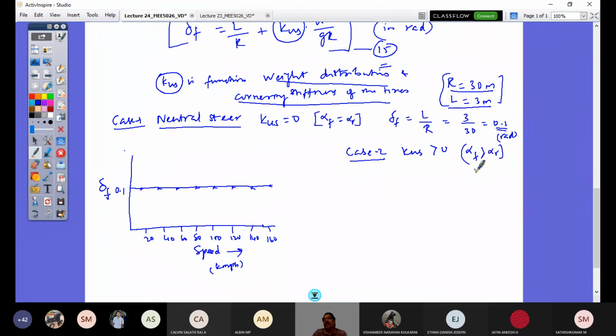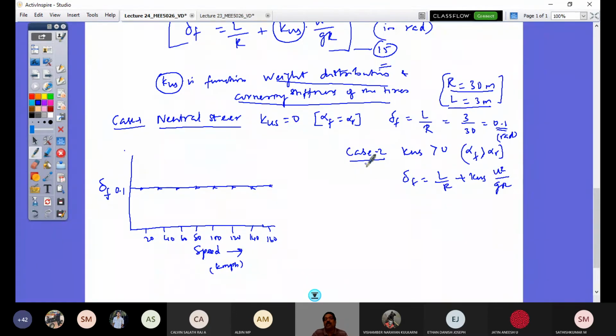So front wheel slip angles are greater than rear wheel slip angles. I will have my understeer gradient K_US as a positive value. So if it is positive, then what would happen? This is my equation 15. Delta F is equal to L by R, which is the constant part, plus K_US into U squared by gR. So look at speed here, which is a square term.